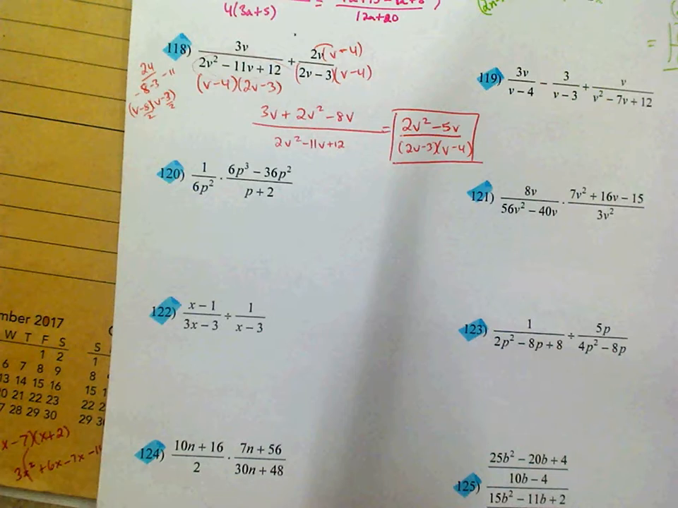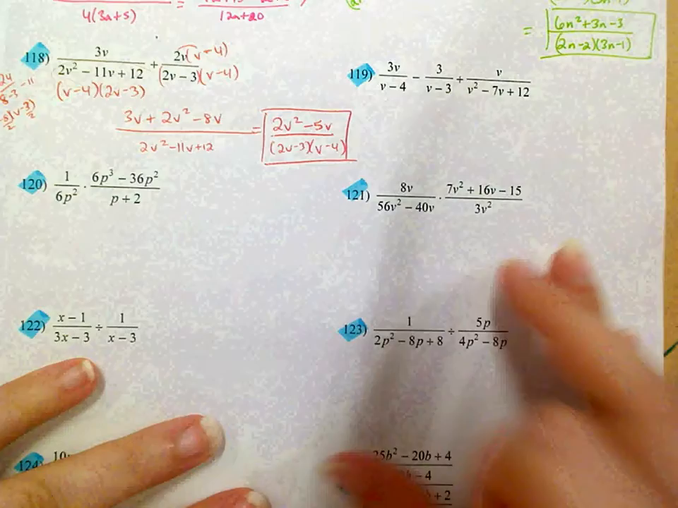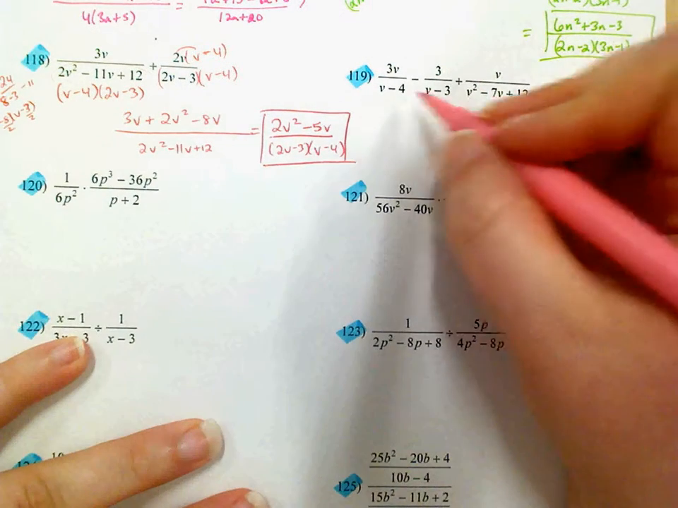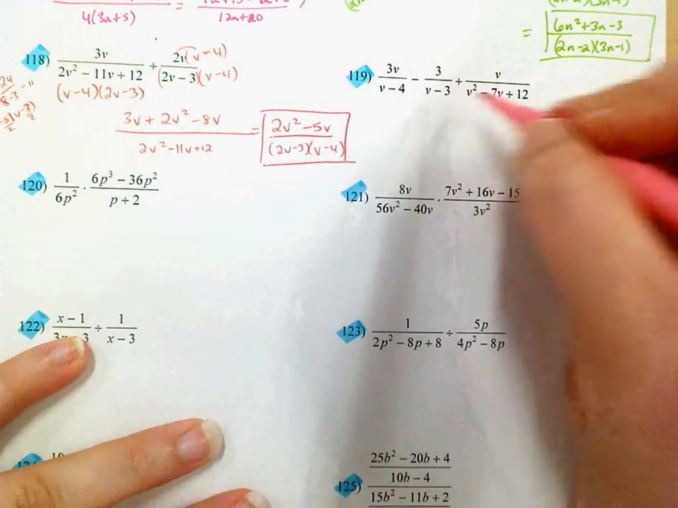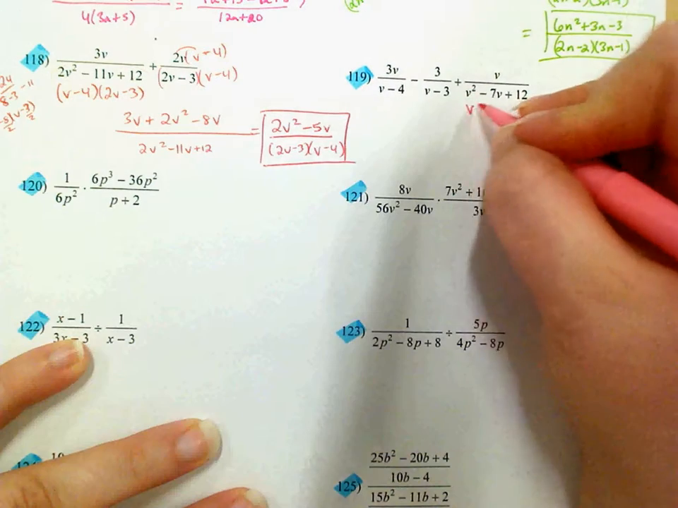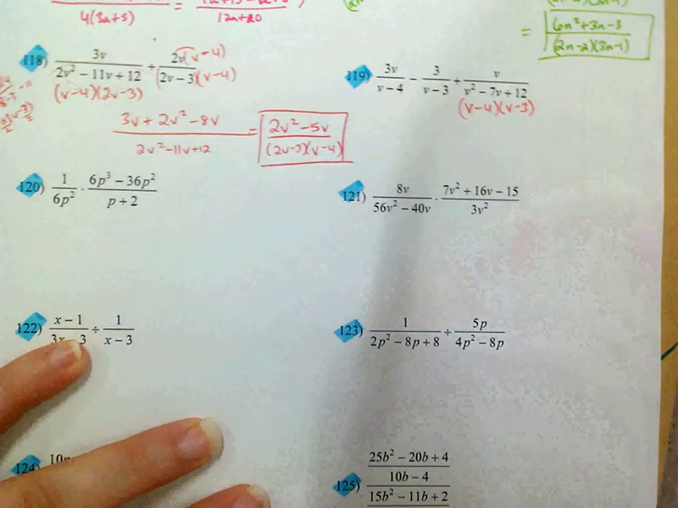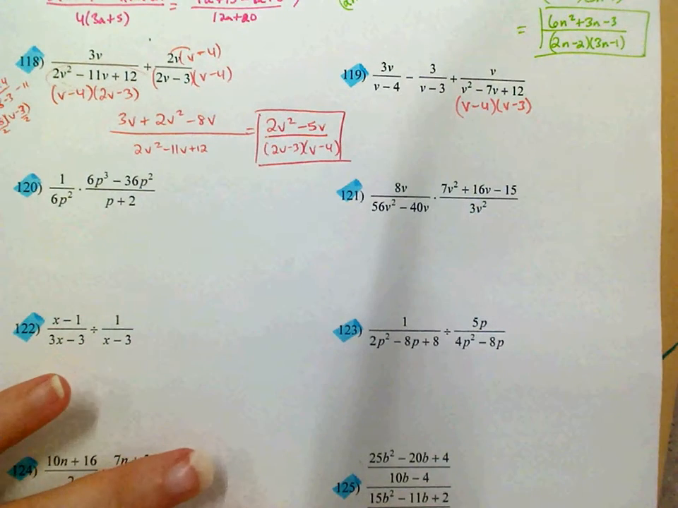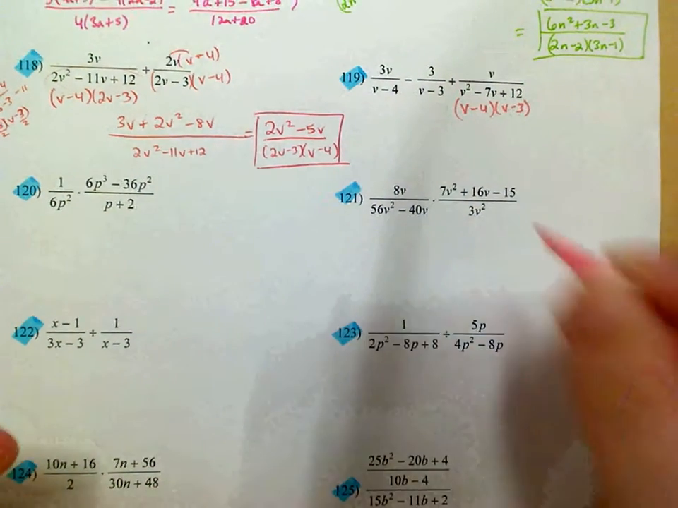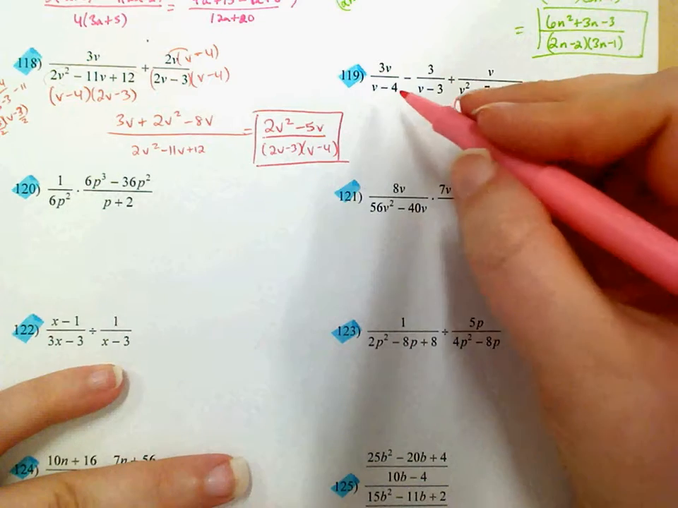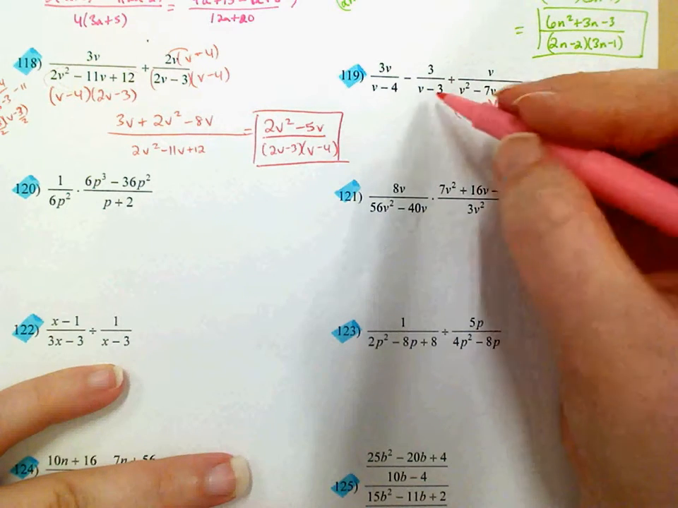On number 119, this denominator and that denominator have nothing in common, but this denominator can be factored. So the factors of 12 that add up to negative 7. What I noticed is that v minus 4 is a factor of this, and v minus 3 is a factor of this, so these are both represented here.